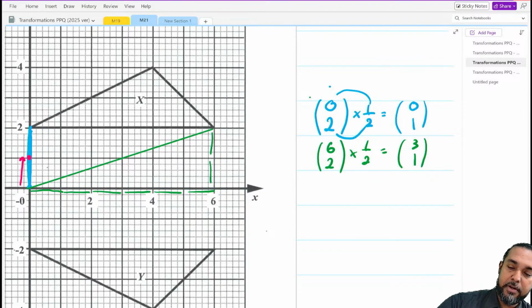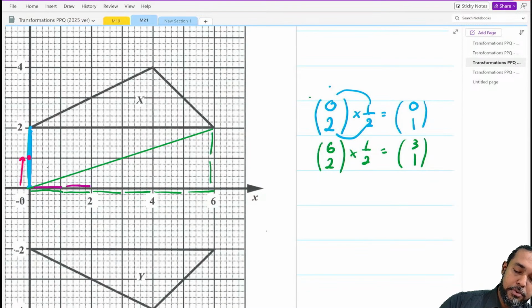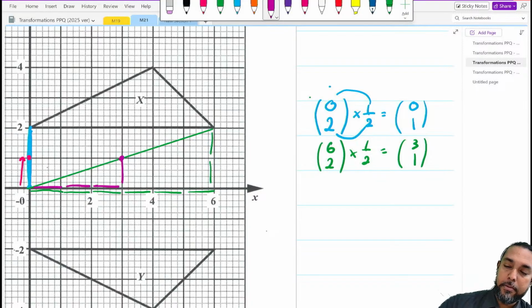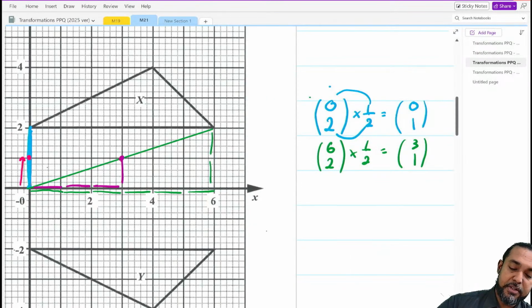Sorry, let me get a different color. So I'm going to go 1, 2, 3 spaces to the right and then 1 space up. So my corresponding point, when I shrink it, is going to be there, by that purple point. Right. And the last vertex is from here. Sorry, it's the last vertex here, right?